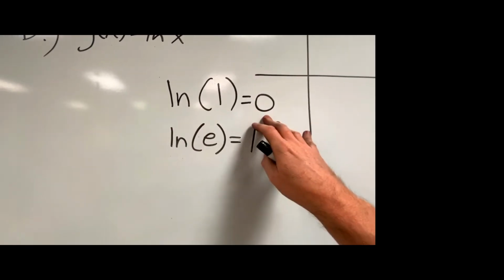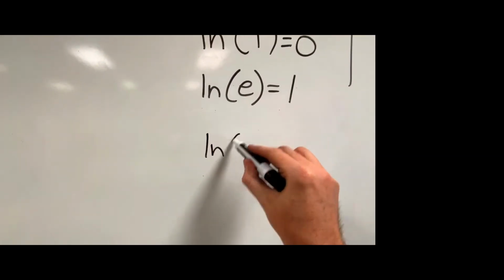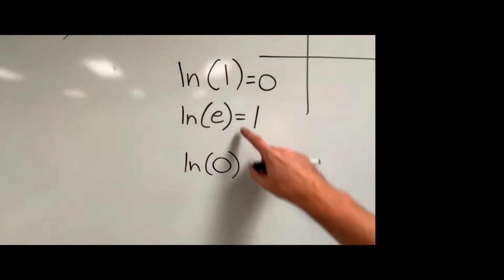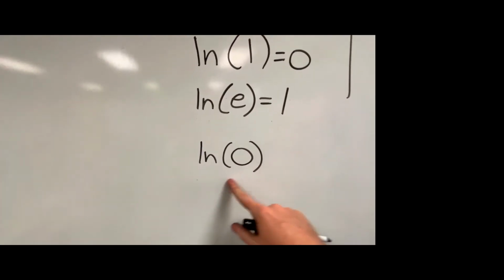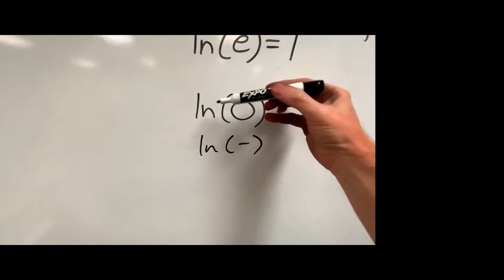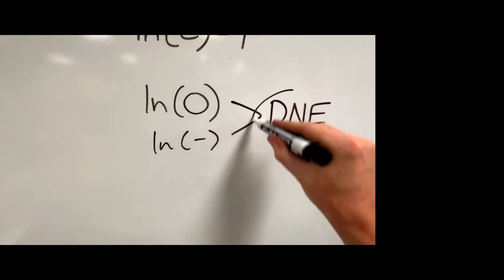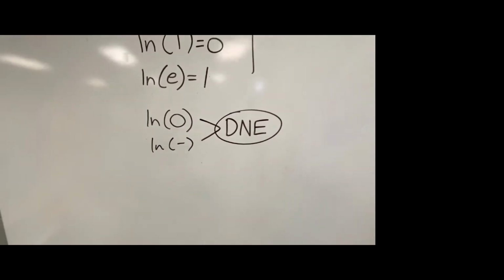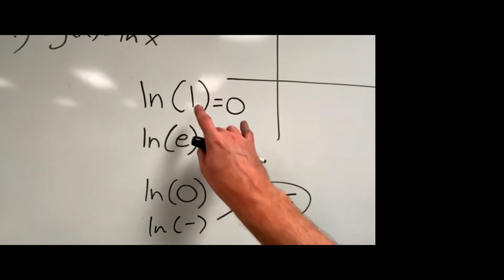Natural log of 1 is 0. Natural log of e is 1. And by the way, there's a third one if you want to go through this. The natural log of 0: you can only take the natural log of a positive number. You can't take the natural log of 0, and you can't take the natural log of a negative either. Okay? So if you ever see a circumstance where you have natural log 0 or natural log of a negative, those are capital D-N-E, which stands for does not exist. You can't do those, all right? Impossible.